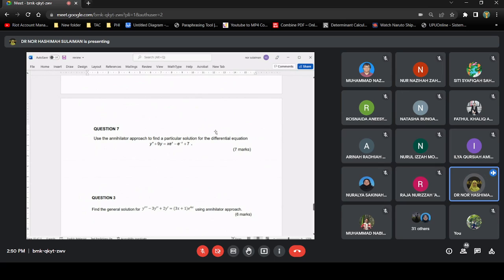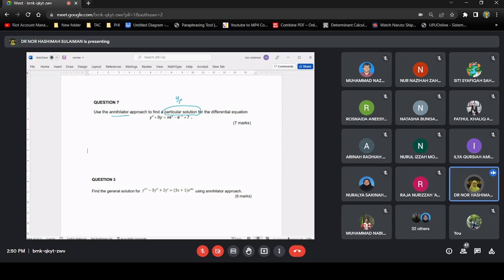Okay, we proceed to the next one, which is something to do with the annihilator approach. And you are given a differential equation, a second order differential equation, and you are asked to use the annihilator approach to find the particular solution. You highlight the things that you are expected to do, which is the particular solution or simply YP.